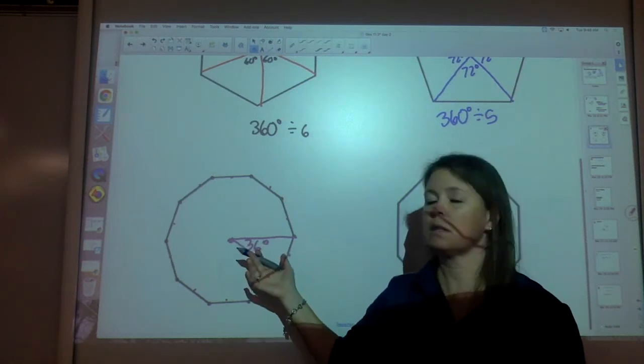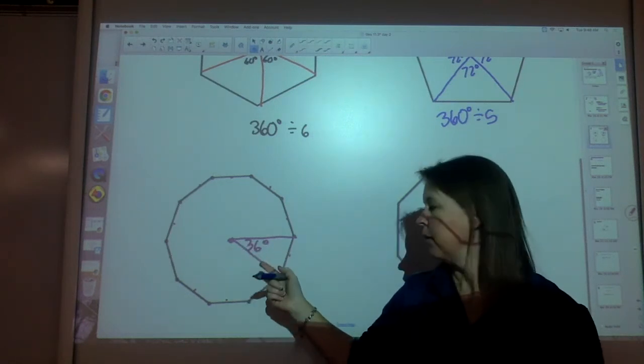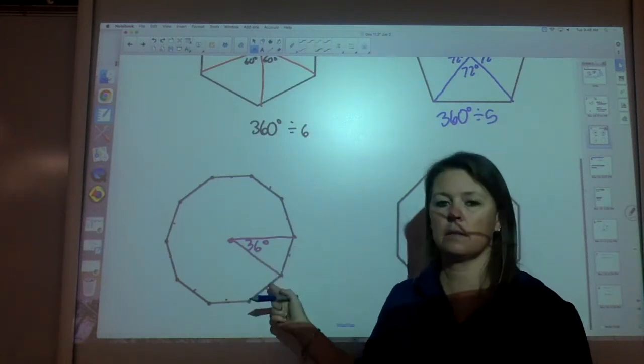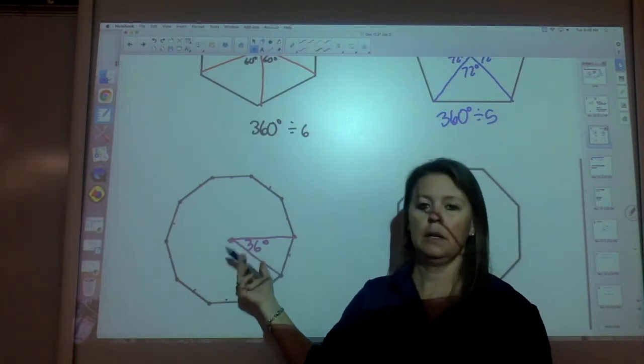Why are we going to need to know our central angles? Because guess what? There's going to be some trigonometry coming up to try to find heights and bases of triangles. And if you don't know the angles, then you can't use trig.